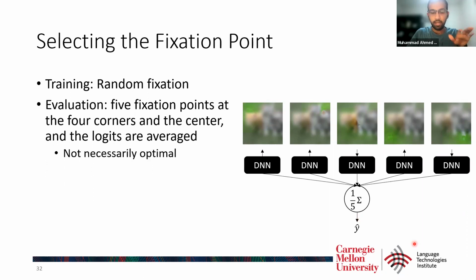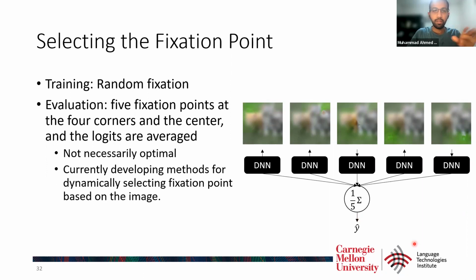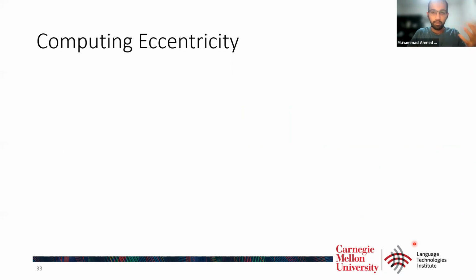This is not necessarily optimal. So currently we are developing methods to dynamically select fixation points based on the image, because that's how humans work. We look at a scene, we identify certain interesting points in the scene, and then we go and focus on them. So that's sort of ongoing work.